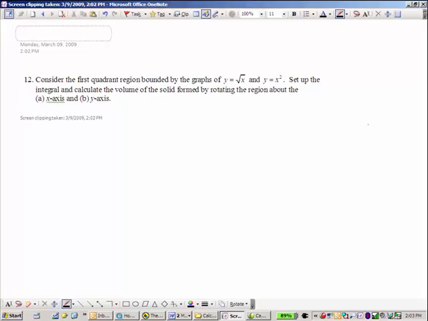So the first quadrant region bound by the graphs y equals root x and y equals x squared. I have a pretty good idea of what that's going to look like. Something like that, I think. And where do they intersect? 1 comma what? 1 comma 1 and 0 comma 0. So this is the region that's bound by those graphs.